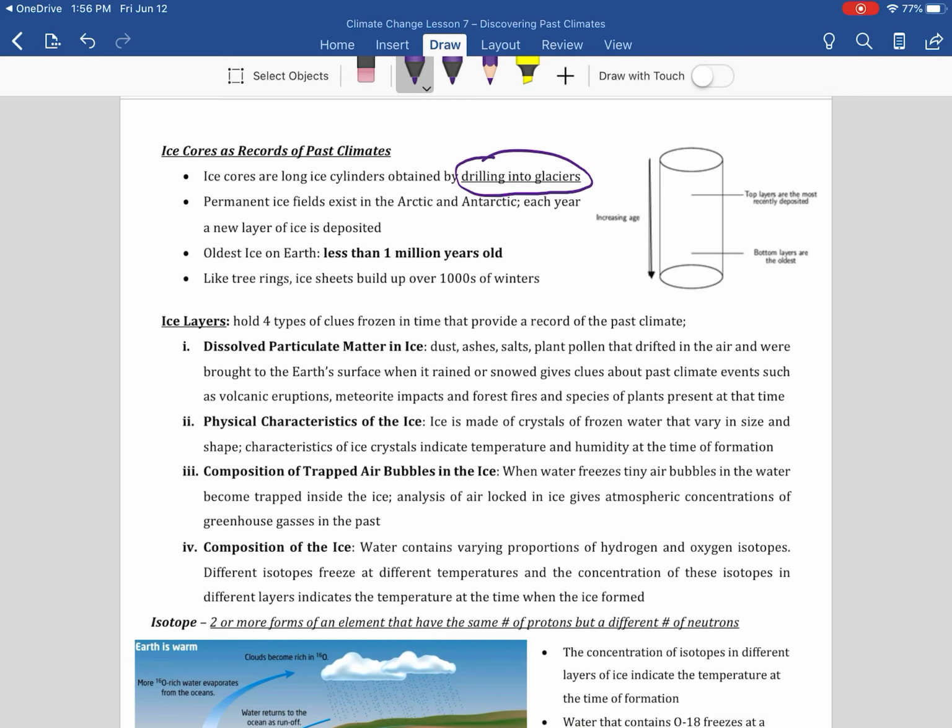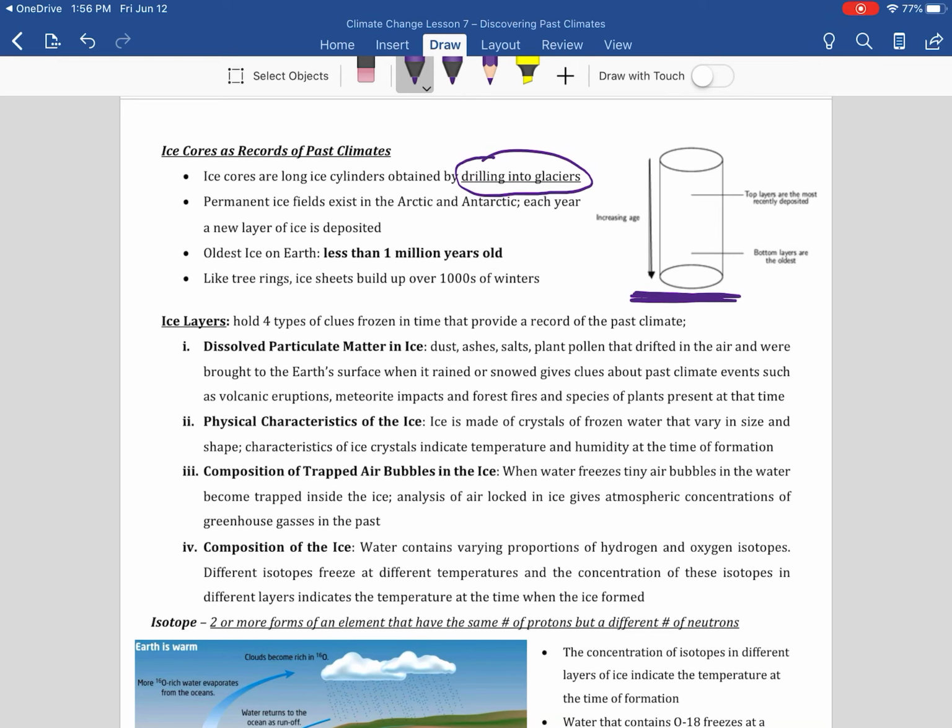But yeah, what they do is they drill into a glacier, remove a core of ice. The deeper, or the bottom part of that ice core, is the older part of the glacier, because glaciers are also built in layers, kind of like the tree.